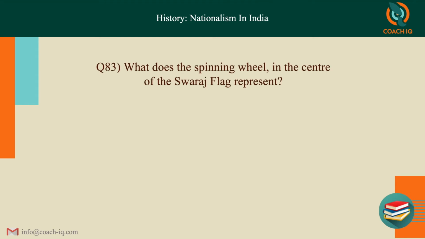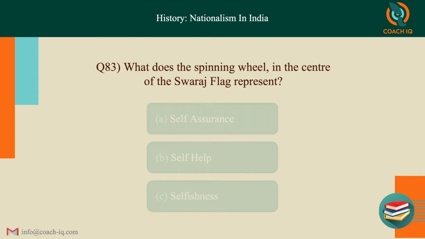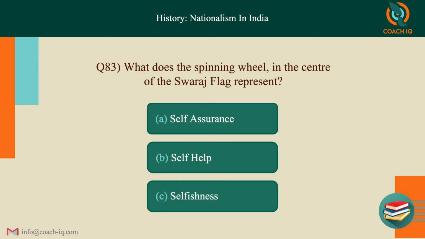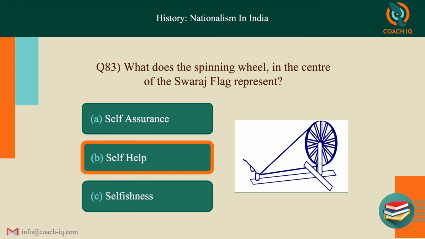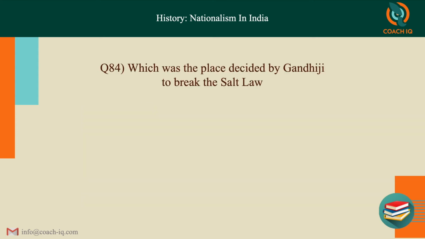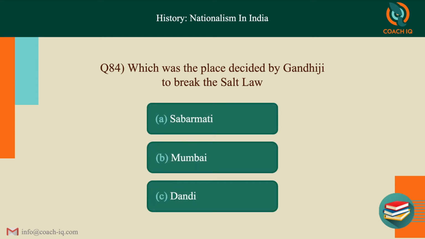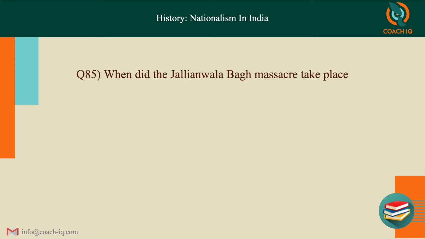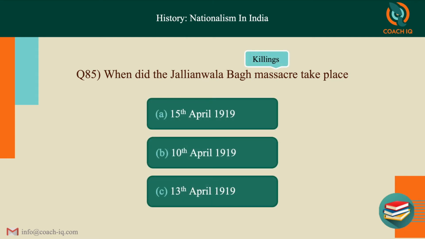The next one. What does the spinning wheel in the center of the Swaraj flag represent? The answer is B, self-help. Which was the place decided by Gandhiji to break the salt law? It is C, Dandi. When did the Jallianwala Bagh massacre, that is killings, take place? It is 13th April 1919. The year is 1919 and it is the unlucky number 13.